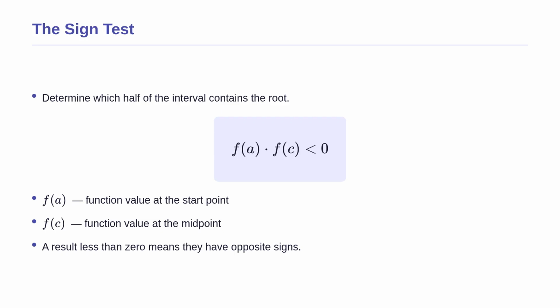Once we have our midpoint C, we need to figure out if the true root is in the left half or the right half. We do this using a simple sign test. We multiply the function's value at the start point, f of a, by the function's value at the midpoint, f of c. If the result is less than 0, it means one value is positive and the other is negative. They have opposite signs. This tells us the root is trapped in the left half between A and C, so we can throw away the right half. If the result is greater than 0, the root must be in the right half.